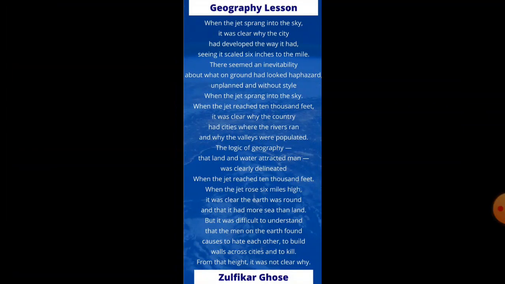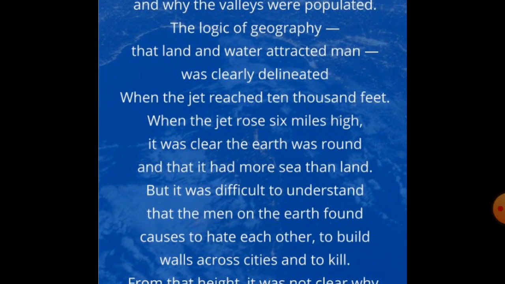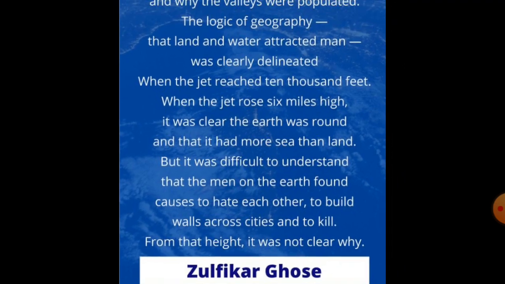Now let's understand the third stanza. When the jet rose 6 miles high, it was clear the earth was round and that it had more sea than land. But it was difficult to understand that man on the earth found causes to hate each other, to build walls across cities and to kill. From that height, it was not clear why.